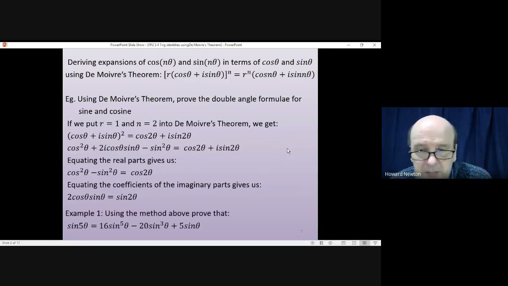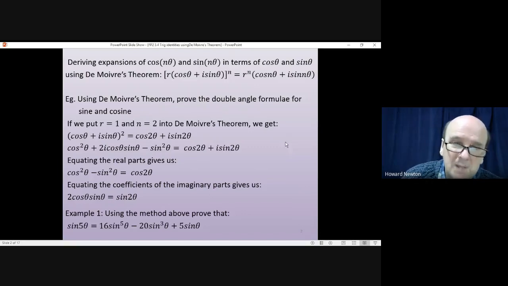So using the method above, try and prove that sine 5 theta is equal to 16 sine to the 5 theta minus 20 sine cubed theta plus 5 sine theta. The method is exactly the same as the one we used there, but it is quite a lot harder because we have 5 theta now instead of 2 theta. But have a go yourself, pause the video and come back to me when you're ready.